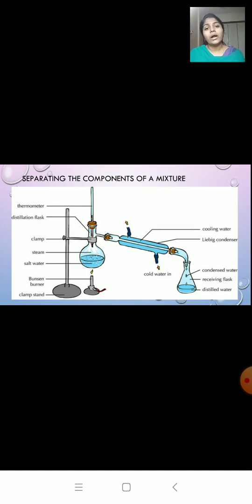Now, but what about two miscible liquids? How can we separate two miscible liquids where the difference in the boiling point is less than 25 degrees Celsius? So how can we separate such kind of liquids? For them, we have a technique called fractional distillation.